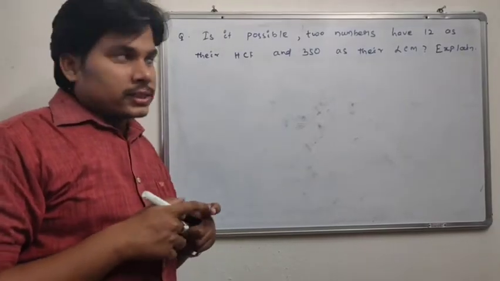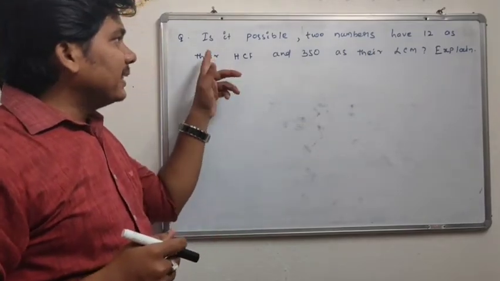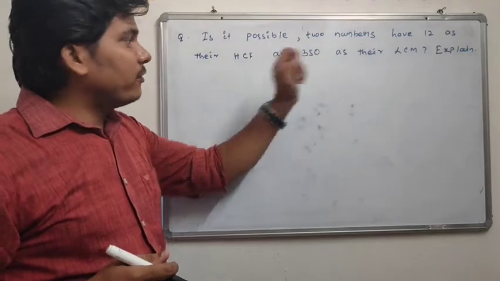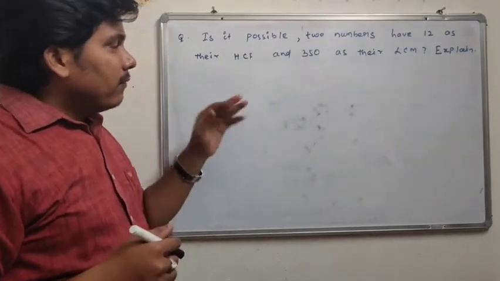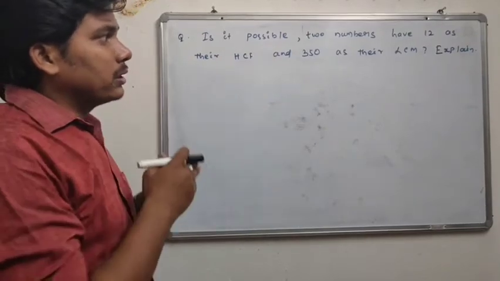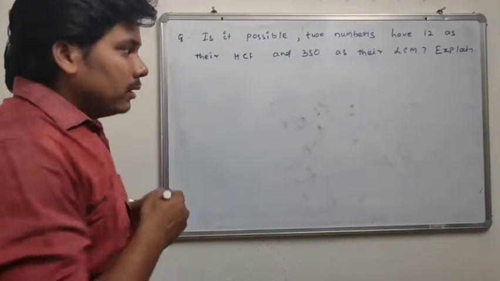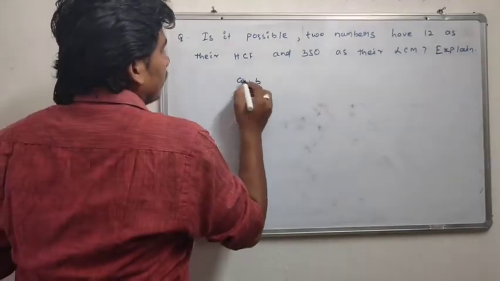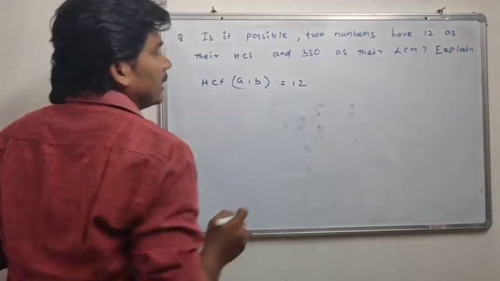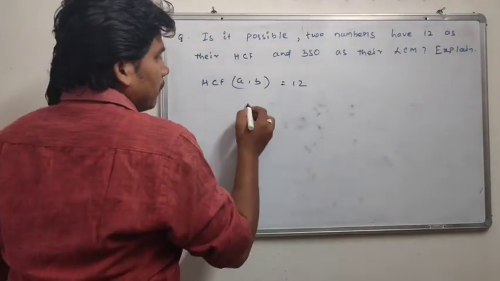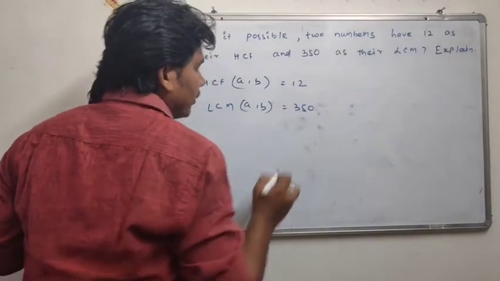Now we shall discuss some questions from your doubts. The first question is: is it possible for two numbers to have 12 as their HCF and 350 as their LCM? Explain. First look at the question. We don't know the two numbers, but let's take two numbers A and B, and their HCF is 12. The LCM of the two numbers is 350.